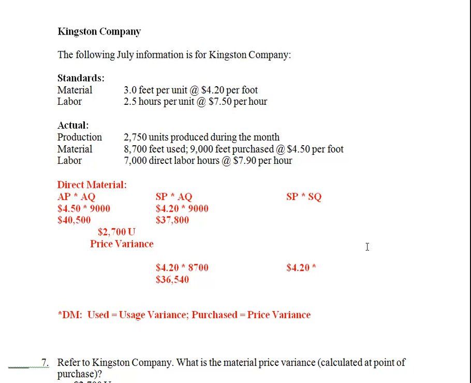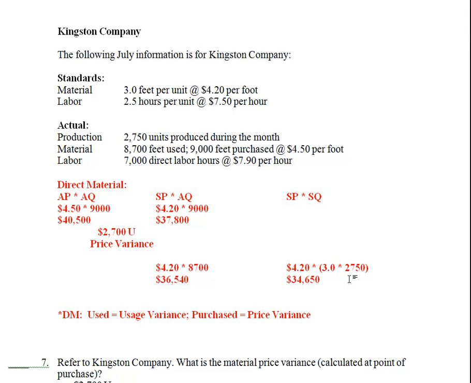Then we fill in the 3rd column with your standard price, which again is still $4.20. Now we want to fill in standard quantity. How much material should we have used? This is the tricky part. You want to take your standard quantity per unit. We think it should have only taken 3 feet a unit. So take your standard quantity per unit and multiply it by the actual units produced. When we make 2,750 units, we should have put 3 feet into each unit. So we should have used 8,250 feet of material. That is your standard quantity times the $4.20, which gives you $34,650.